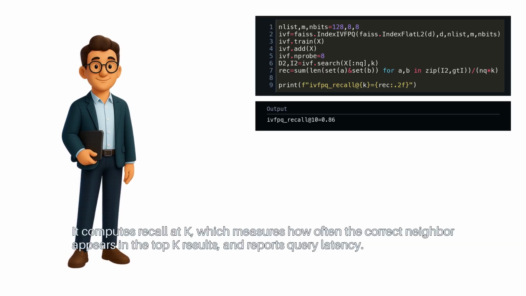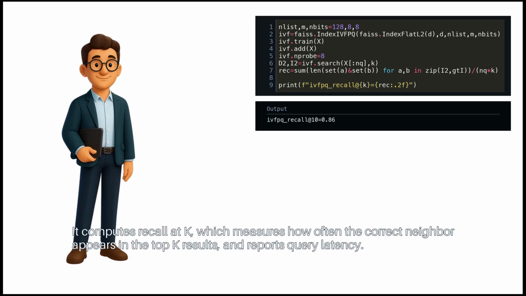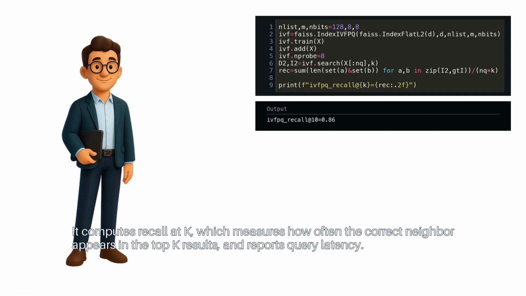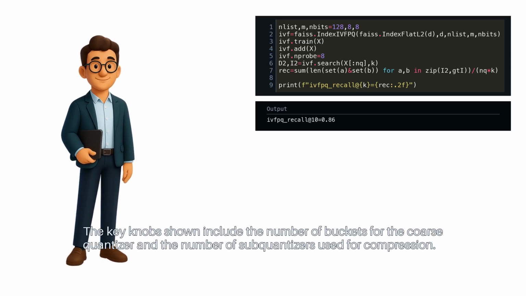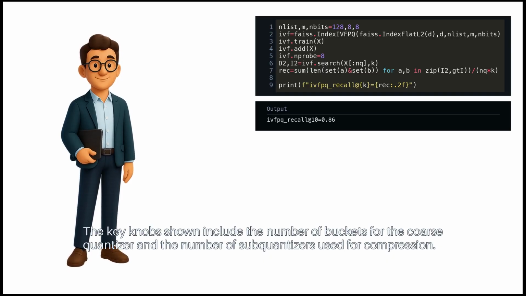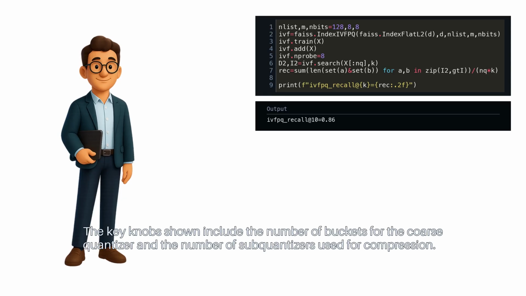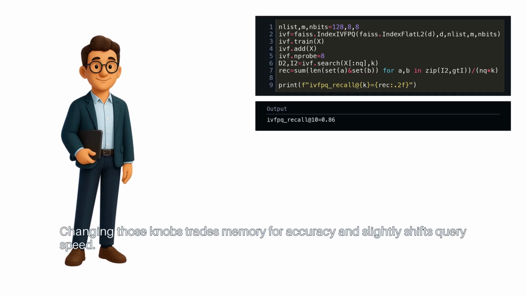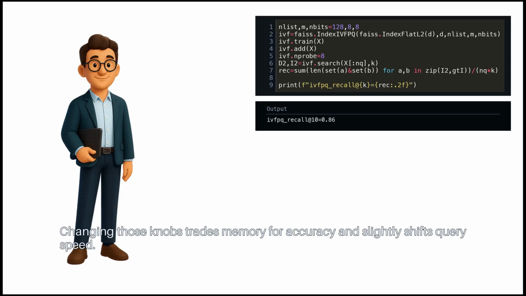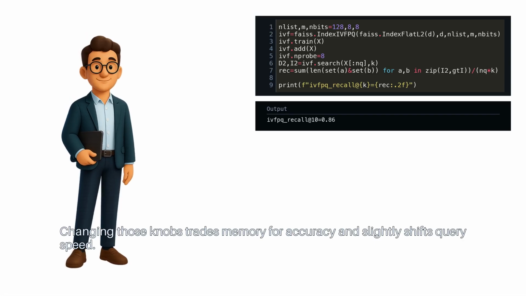It computes recall at K, which measures how often the correct neighbor appears in the top K results, and reports query latency. The key knobs shown include the number of buckets for the coarse quantizer and the number of sub-quantizers used for compression. Changing those knobs trades memory for accuracy and slightly shifts query speed.